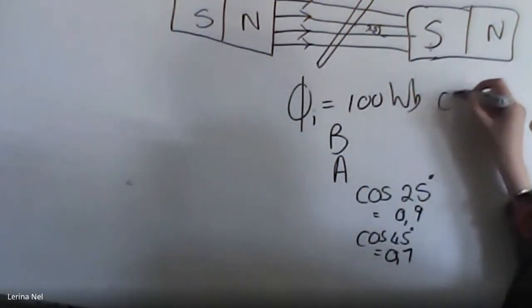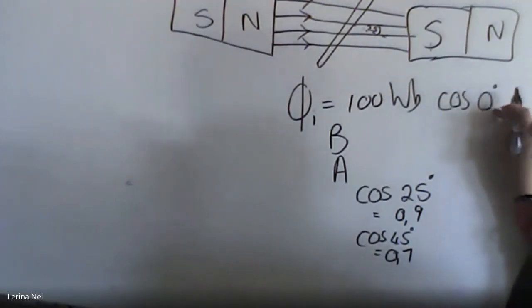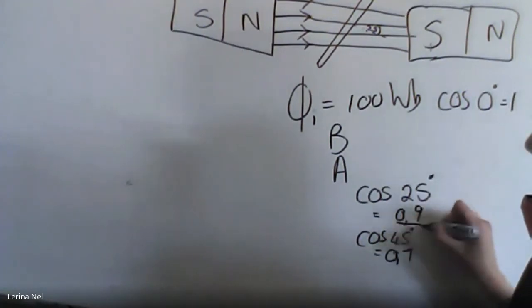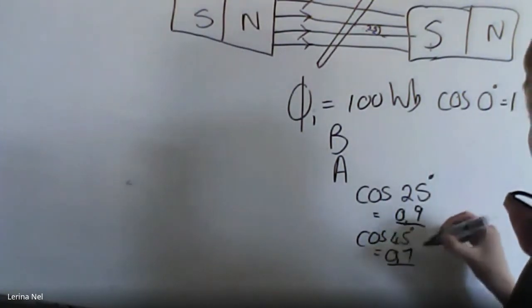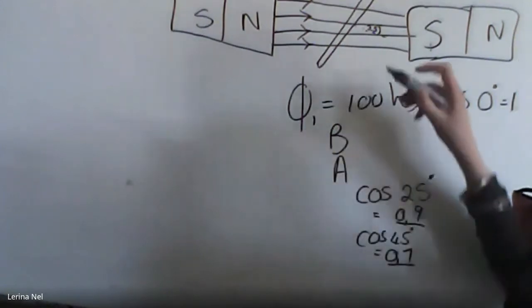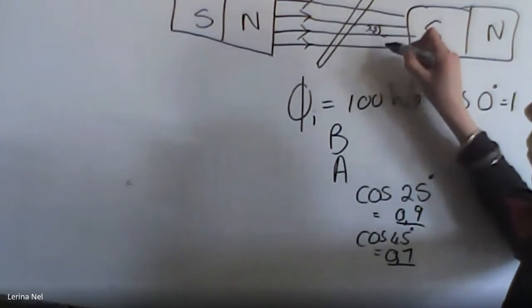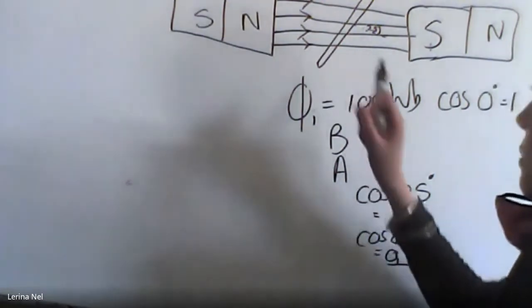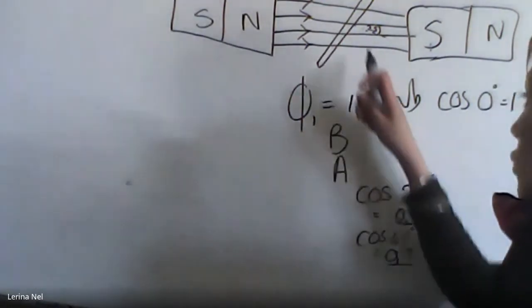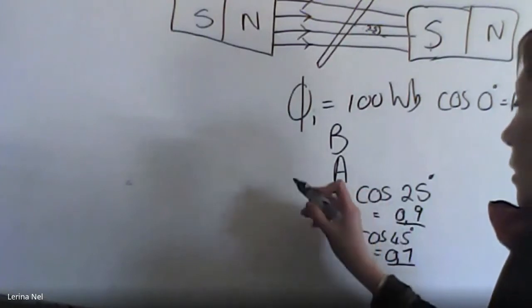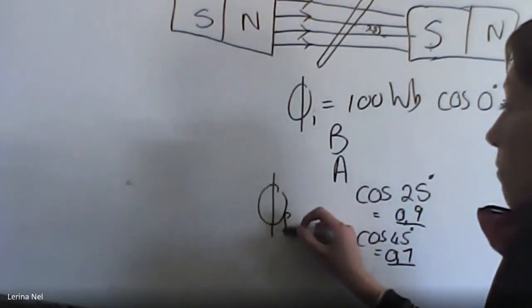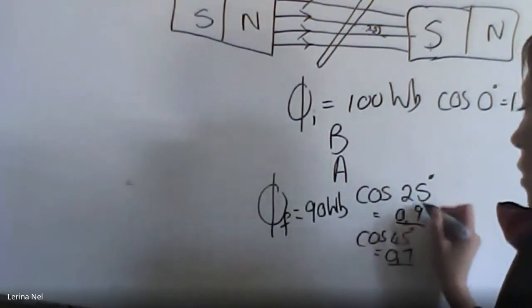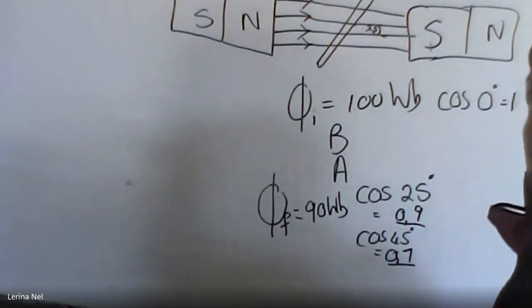Remember, for 100 Weber, we said it was cos 0 degrees. So we're going from an answer of 1 to an answer of 0,9, 0,7. So we see this becomes smaller and smaller. What does this mean? The larger the angle between the normal and the magnetic field lines, the smaller the flux. So at cos 25 degrees, let's say I calculated the flux at this position and it gives me 90 Weber, because this answer is 0,9. I'm just making up 90 Weber.